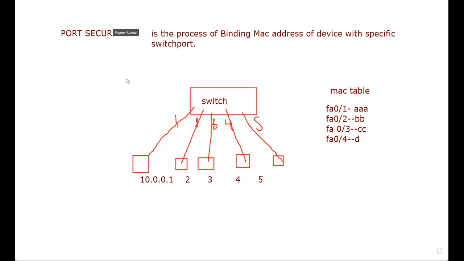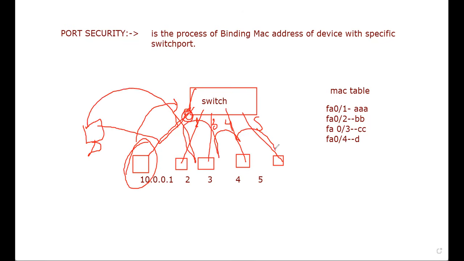Now in port security, what we will do is manually bind the MAC address of any PC with a specific switch port. The benefit of this process is that if any other person uses this cable and connects themselves, they are not able to ping the entire network. So my network will be secure. I will show you this process in Cisco Packet Tracer. Just wait for the time.